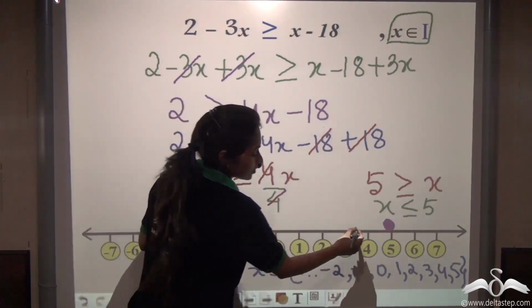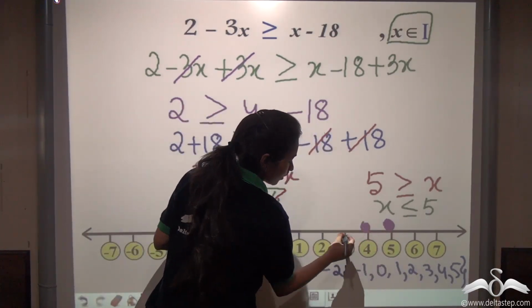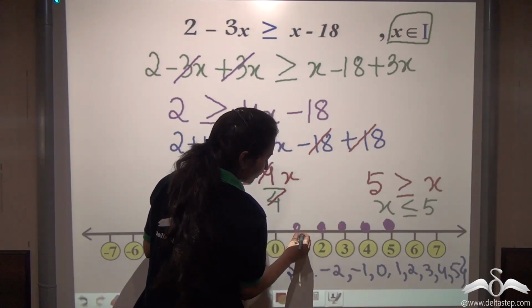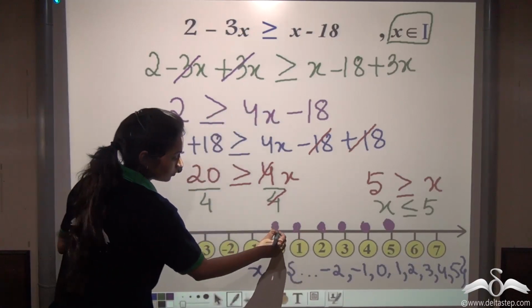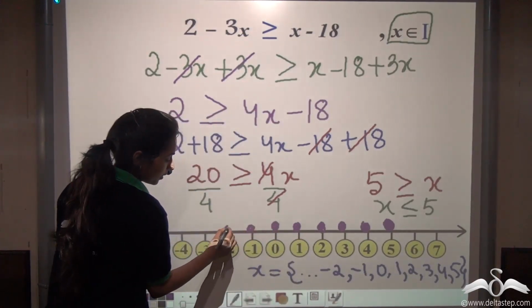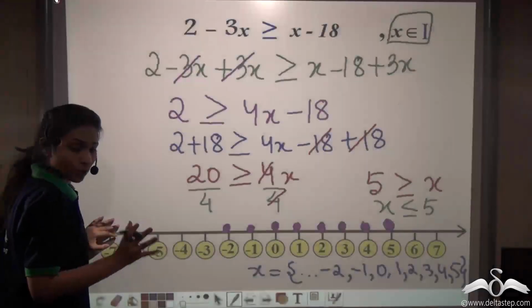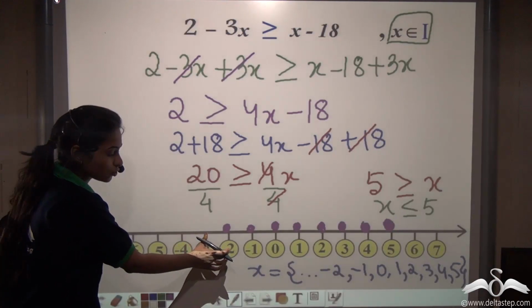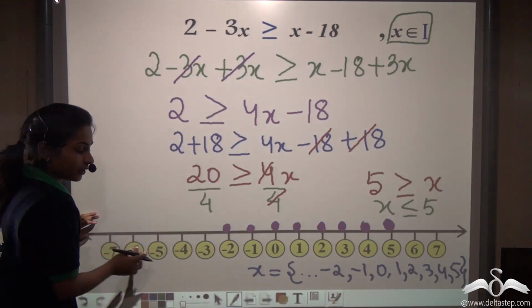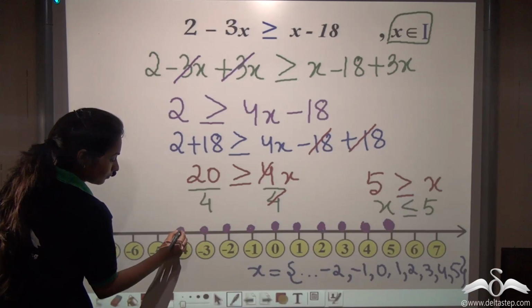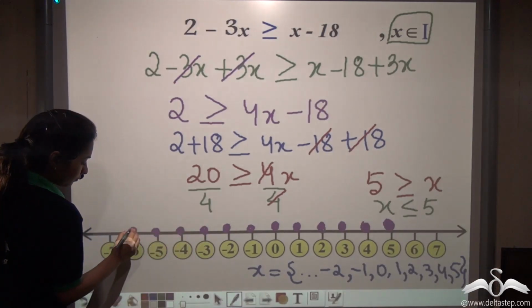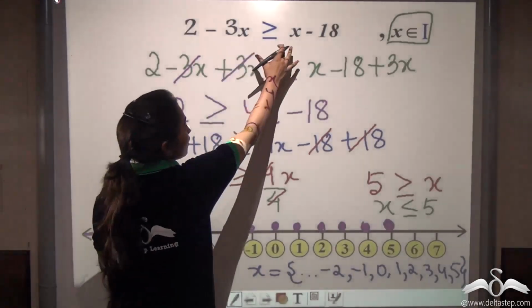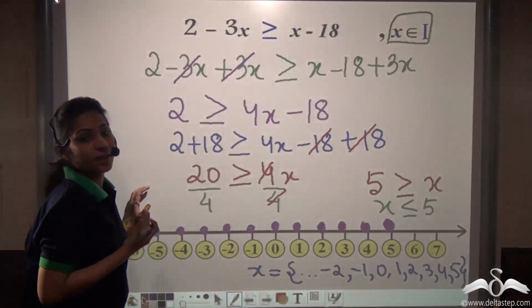Now plot the others. 4, 3, 2, 1, 0, -1, -2, and so on. If you don't want to, you need not write so many numbers on the number line. You can just show it till -2 and then show that it goes till infinity. So this is how we solve inequations when we have variables on both sides of the inequation.